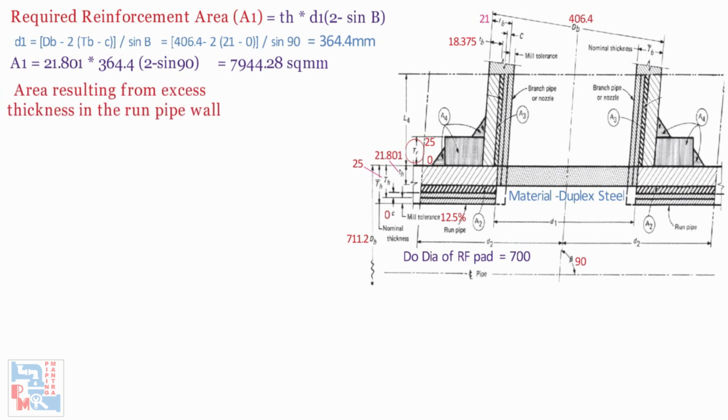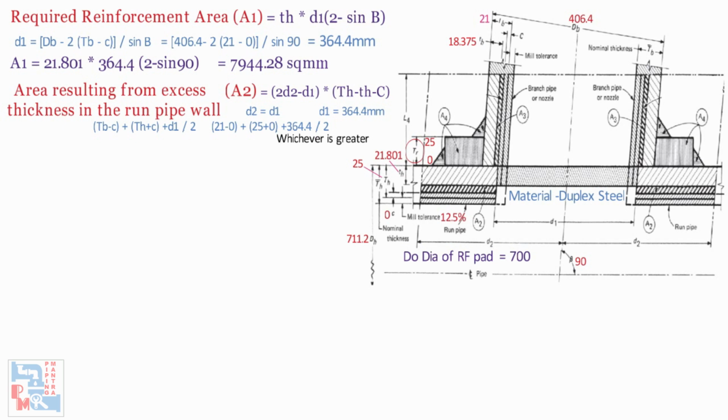Let's move on to the value of A2, the area resulting from excess thickness in the run pipe wall. A2 is given as 2d2 minus d1 into capital TH minus C, where d2 is the half width of reinforcement zone. d2 is equal to d1, or TB minus C plus TH plus C plus d1 by 2, whichever is greater. From the previous calculation of A1, we got d1 as 364.4 mm, and the other formula for d2 gives us 228.2 mm. So the selected value of d2 will be 364.4 mm. Now A2 is 2 into 364.4 minus 364.4 into 25 minus 21.801 minus 0. So A2 is 1165.71 mm square.